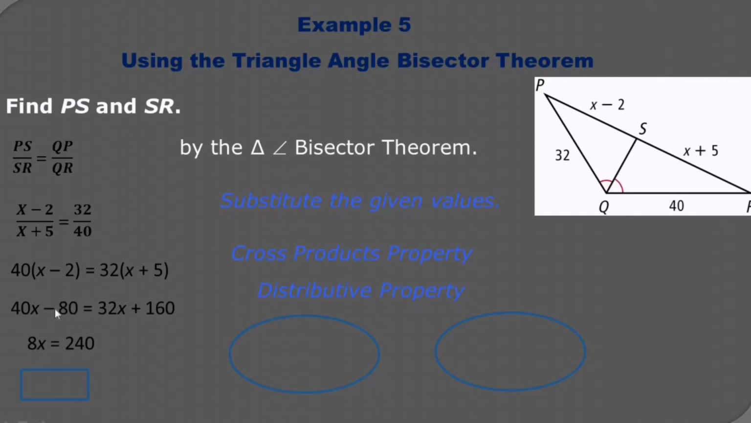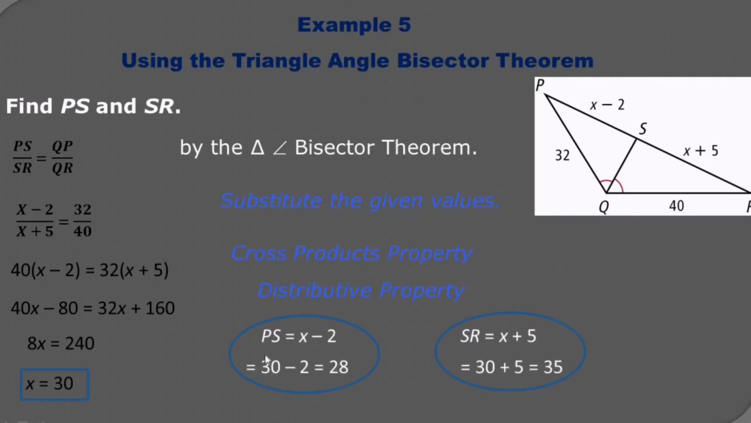And I need to get rid of the 80. What is the sign? Minus. The opposite of minus is plus. So plus 80: 160 plus 80 equals 240. Divided by 8, x equals 30. Now I got the value of x, which is 30.